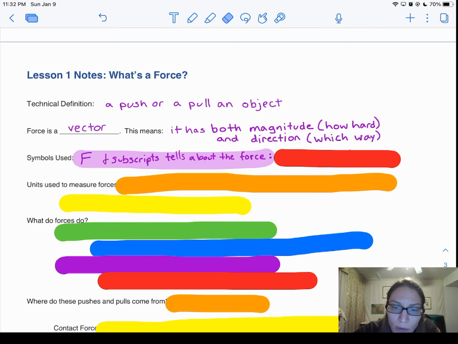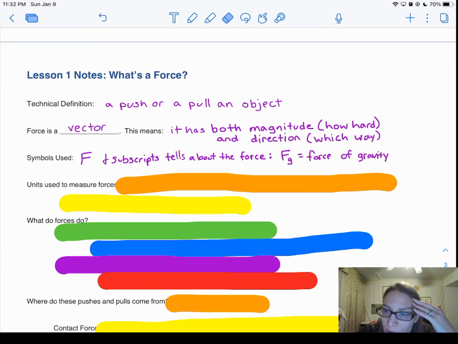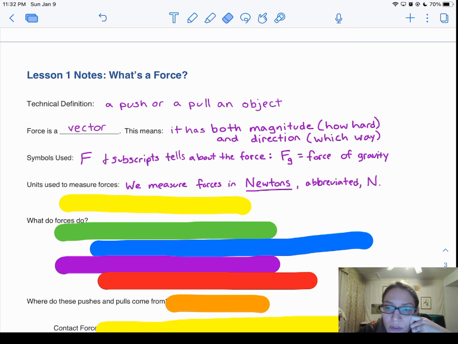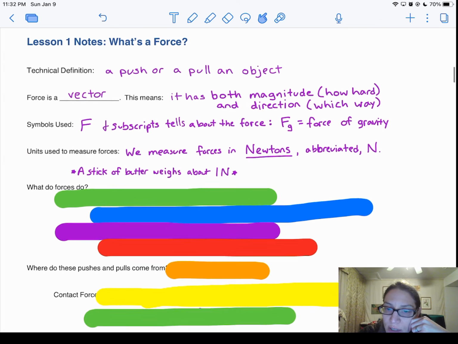What we use for a symbol is the letter F and also a subscript, which tells us about the force. For example, the letter G is a subscript, is small and below. Sometimes it's capital, sometimes it's lowercase, sometimes it's a number. F with a G would mean the force of gravity. What we use to measure the force is called a Newton, which we abbreviate with a capital N. A stick of butter weighs about a Newton, to give you an idea of how much a Newton is.